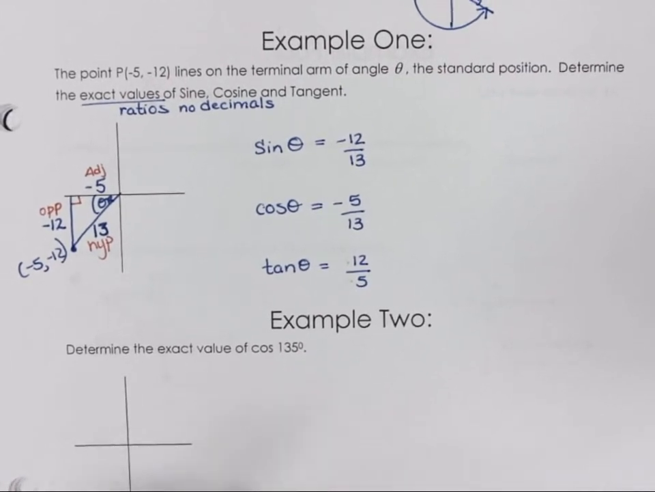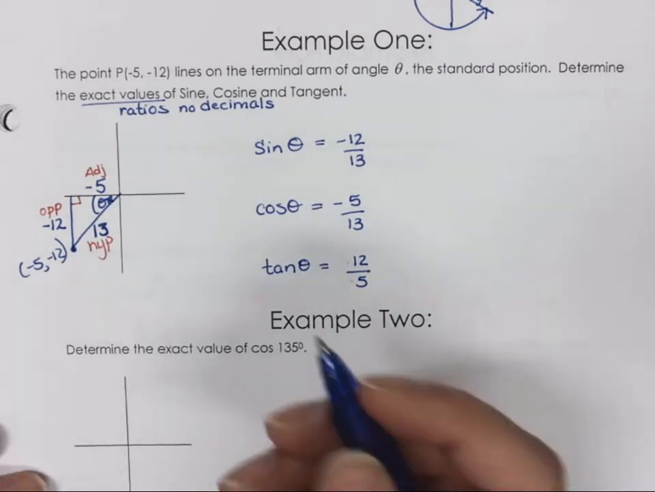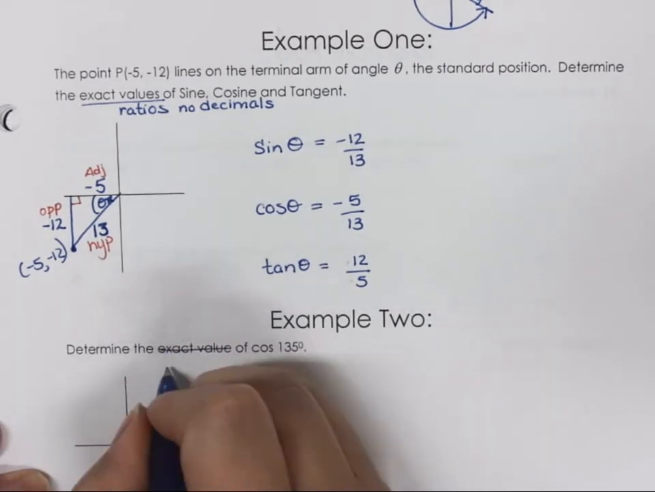Oh, I don't know if we can do this one. Cos of 135. That seems complicated. Well, let's find the reference angle. Let's not do this. Let's find the reference angle.